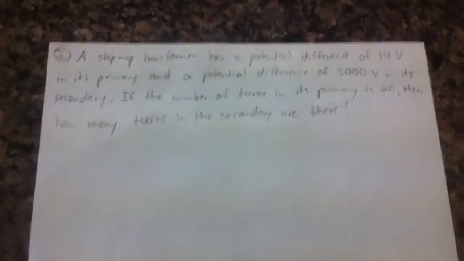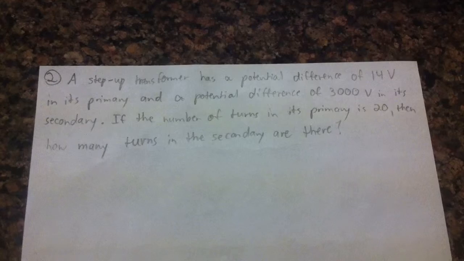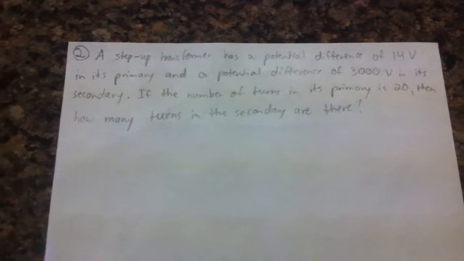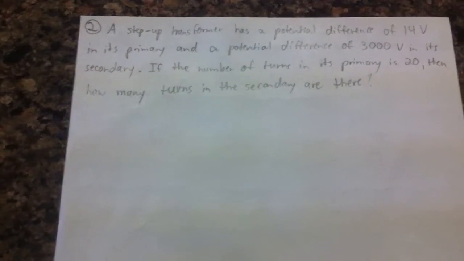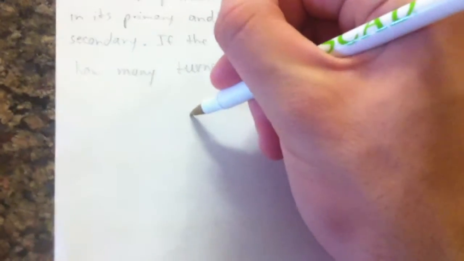Let's do another one, an example of a step-up transformer. A step-up transformer has a potential difference of 14 volts in its primary and a potential difference of 3,000 volts in its secondary. If the number of turns in its primary is 20, then how many turns in the secondary are there? So again, we're going to bring down our equation.